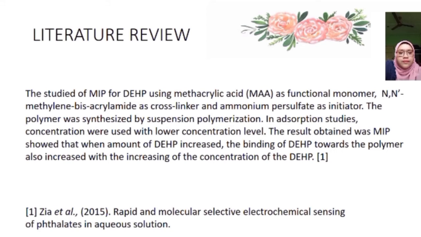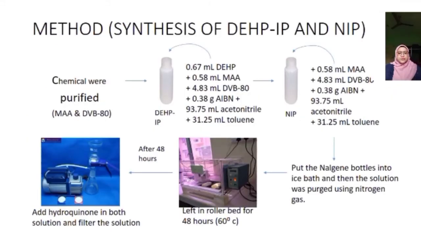To synthesize DEHP-IP and NIP, first, MAA and DVB80 were purified. The chemicals will be mixed into a Nalgene bottle labeled DEHP-IP and NIP. The mole ratio used for template to monomer to crosslinker was 1 to 4 to 20, and the scale used is 5 gram. The mole ratio for solvent used, acetonitrile to toluene, is 1 to 3. Template will be absent in NIP.